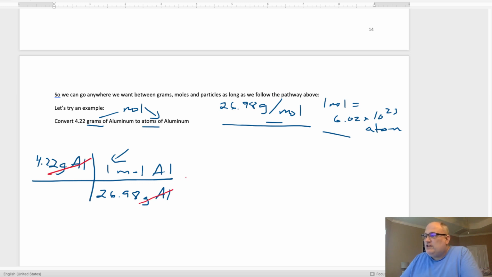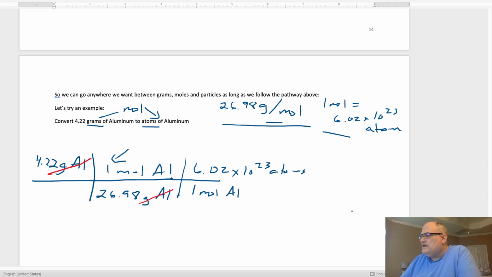Now we're at moles, and if we stopped right here and did the math, we would have the answer to how many moles there are in that number of grams. But we don't want to stop right there. We want to keep on going. The conversion we have to use now is the conversion between moles and atoms. I'm going to go 1 mole of Al for every 6.02 times 10 to the 23rd atoms of Al. I'll make this go a little bit longer.